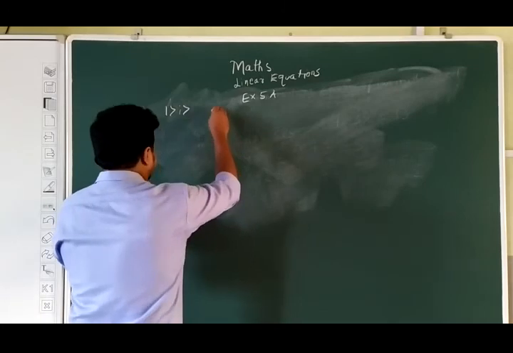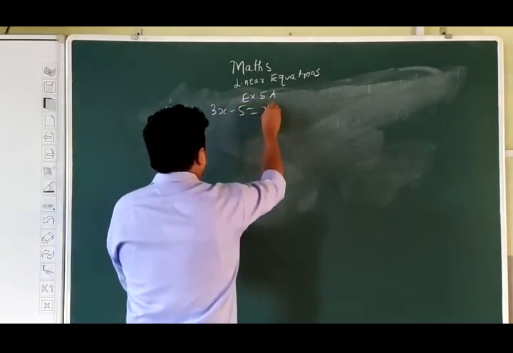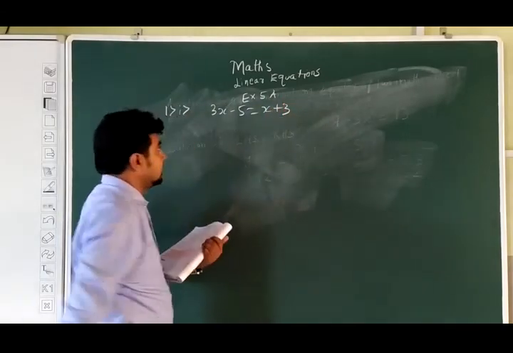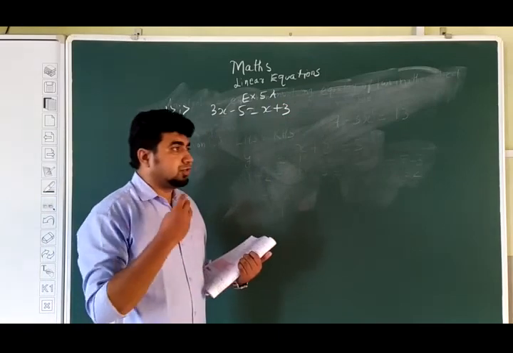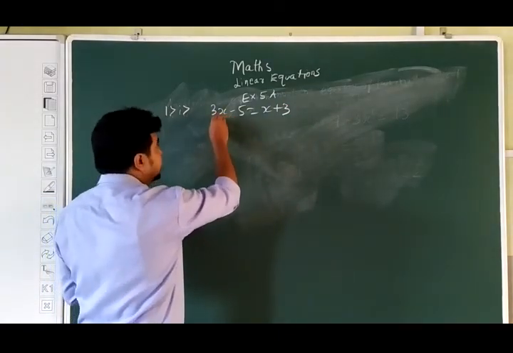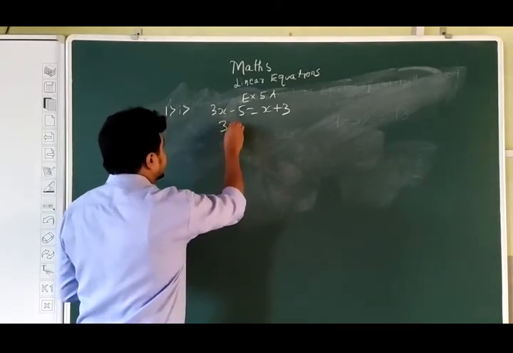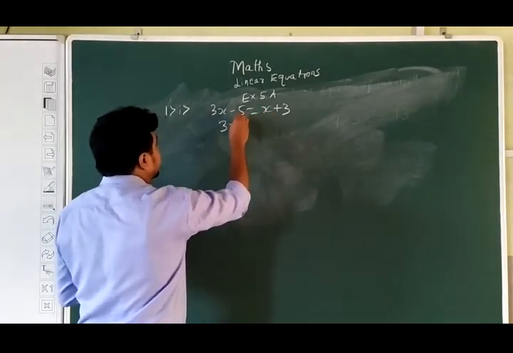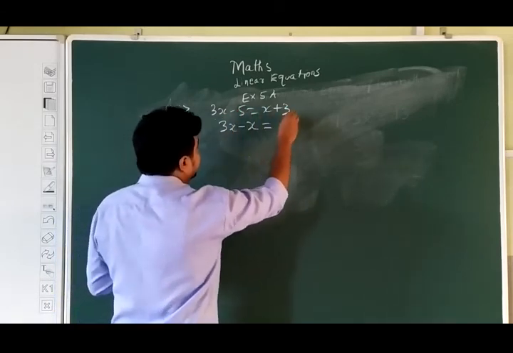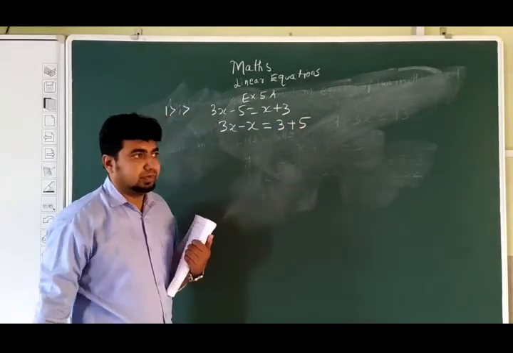3x minus 5 is equal to x plus 3. This is given. Now I have to solve this equation. See, this is the bigger number. This is associated with the variable, but this is the bigger number, 3x. I will be taking this x to the left side. It will become minus x. And this minus 5 I will be taking to the right side. It will become plus 5.